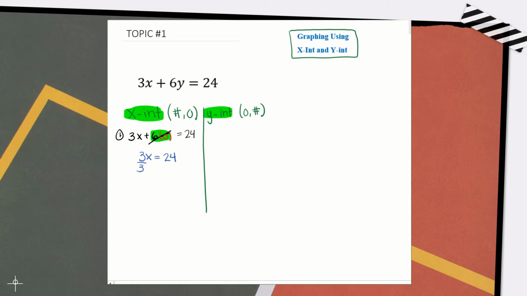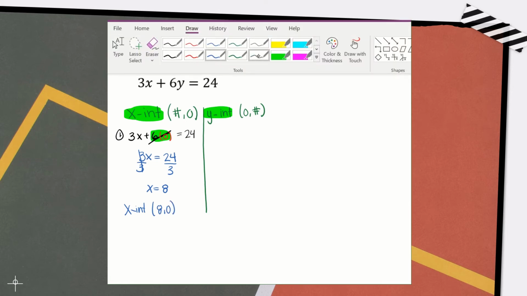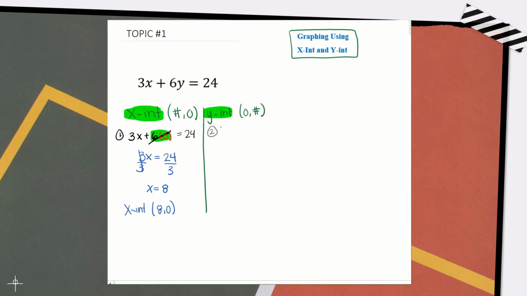So then you get 3x equals 24. We want to leave x by itself, so we're going to divide both sides by 3. And then you get that x is 8, since 24 divided by 3 is 8. So your x-intercept is going to be your number, which was 8, 0.